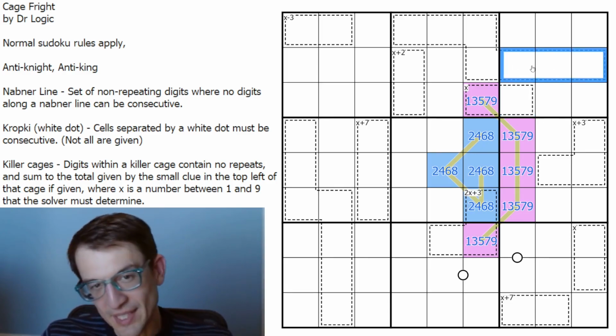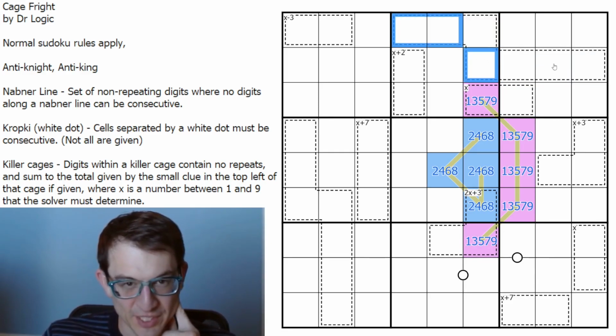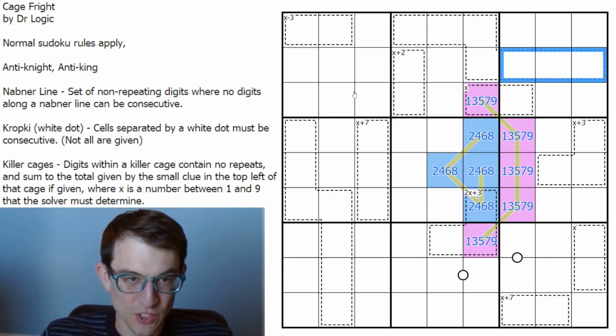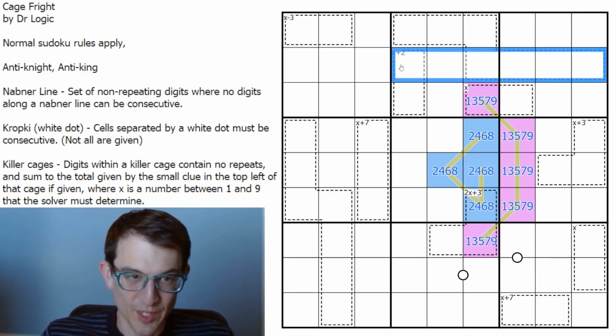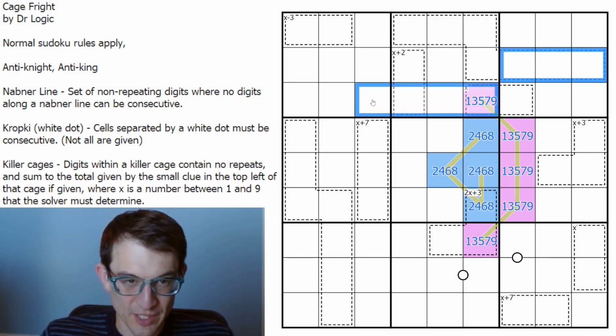The other thing I'm seeing here is this roping that's being caused by this cage. I think the reason this cage is here is to show you where these three cells go in box 2. Well, they can't go here by normal Sudoku. They can't go here by the cage constraint. So these three cells have to be here. Oh, and I think that's actually maybe what I'm supposed to do first.